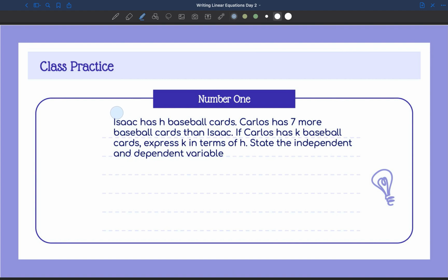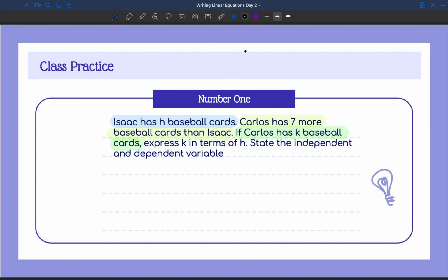Looking at our first practice problem, it is actually a review problem that we had on yesterday's lesson. It says Isaac has H baseball cards and Carlos has 7 more baseball cards than Isaac. If Carlos has K baseball cards, express K in terms of H. And we're also trying to state the independent and dependent variable. So Isaac has H baseball cards is one important key detail. The next one is Carlos has 7 more baseball cards than Isaac. And lastly, we have if Carlos has K baseball cards, express K in terms of H.